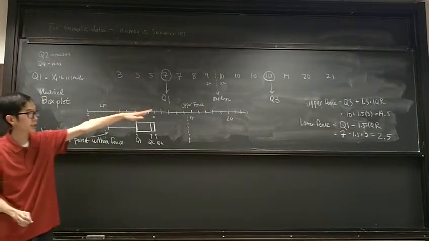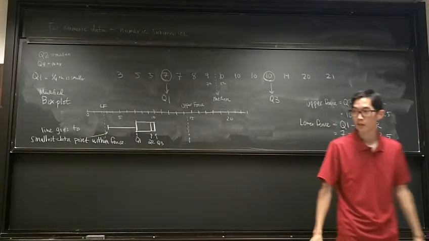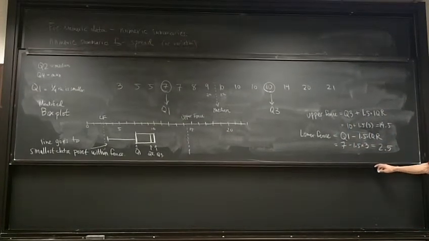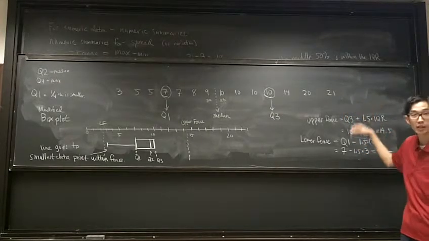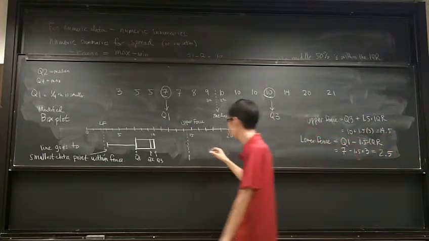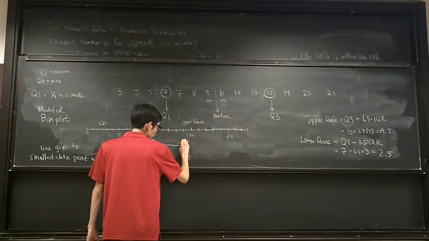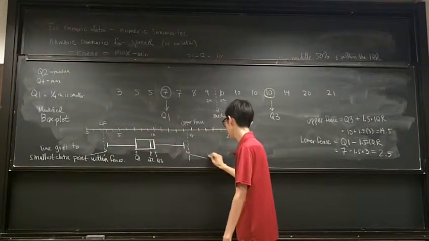I do the same thing over here. Where does my line extend on the upper side? The highest point within the fence. What point is that? 14. 20 and 21 are outside of my fences, so the line doesn't go there. So my line goes up to 14. Again, this goes to the highest point within the fence.